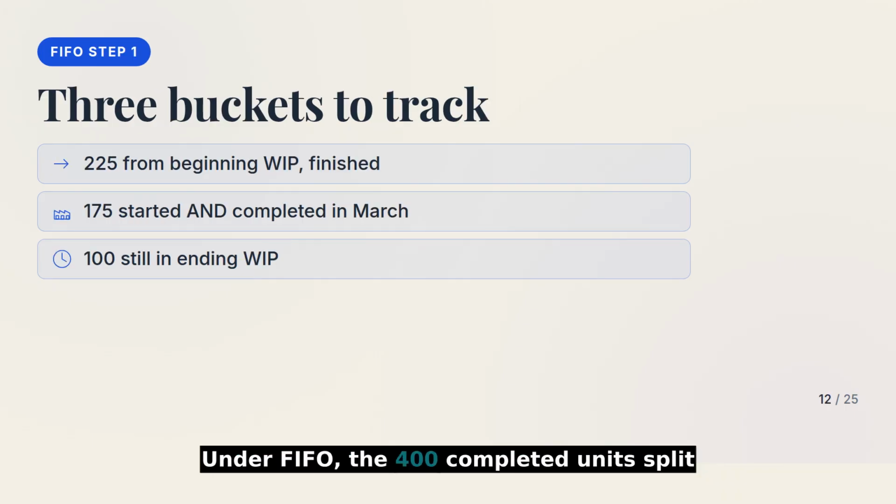Under FIFO, the 400 completed units split into two groups. The 225 from beginning inventory are completed first. That leaves 175 units that were both started and finished in March, plus the 100 still in ending work in process. 3 buckets to cost separately. The total still equals 500 units to account for and 500 accounted for.